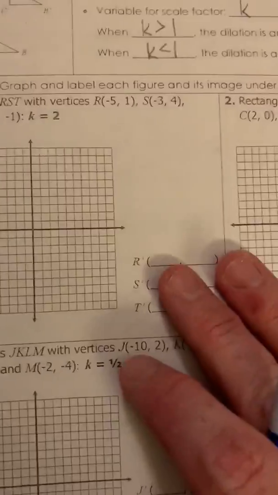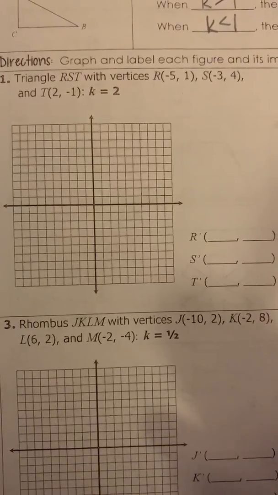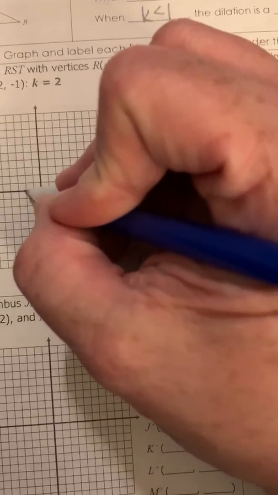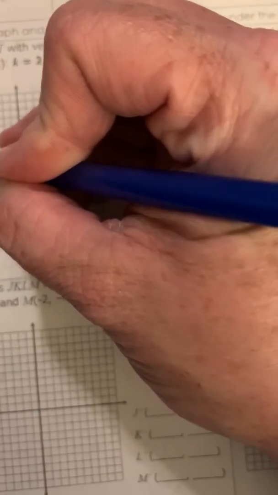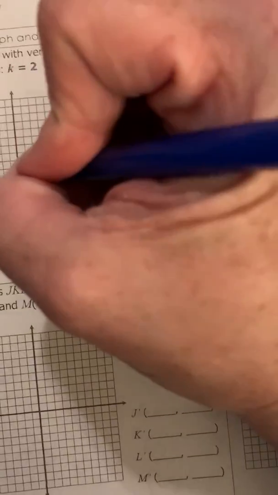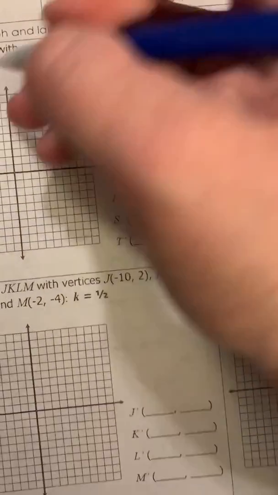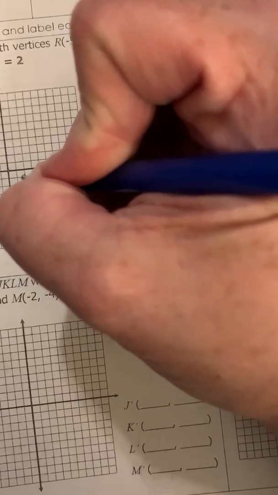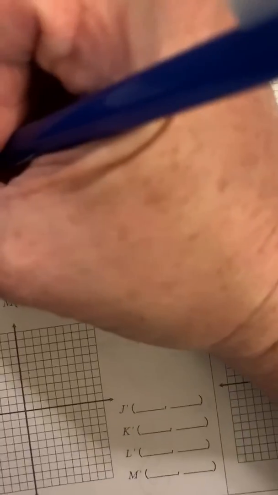So the first one we're going to do is number 1, example 1. It tells us that triangle RST has vertices R is negative 5, 1. So I'm going to graph that first, negative 5, 1. S is negative 3, 4. And T is 2, negative 1. Okay, so this is my pre-image. Get it all graphed.